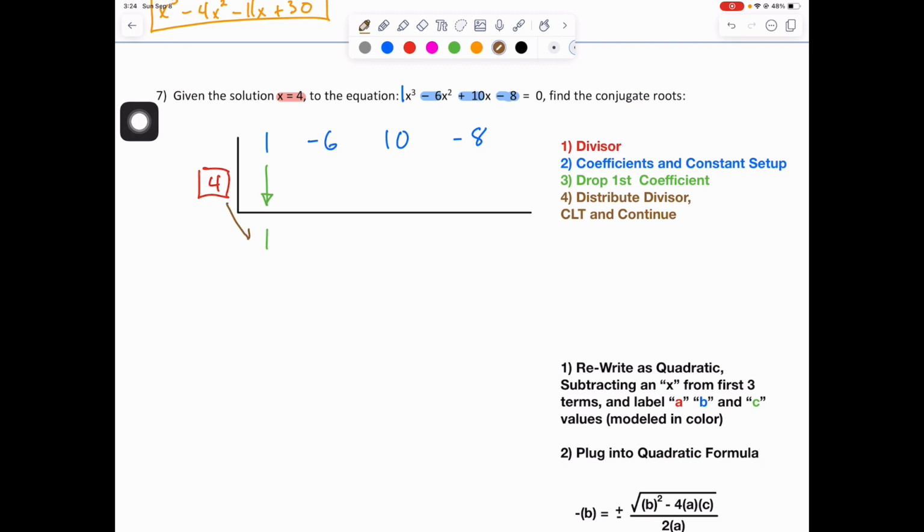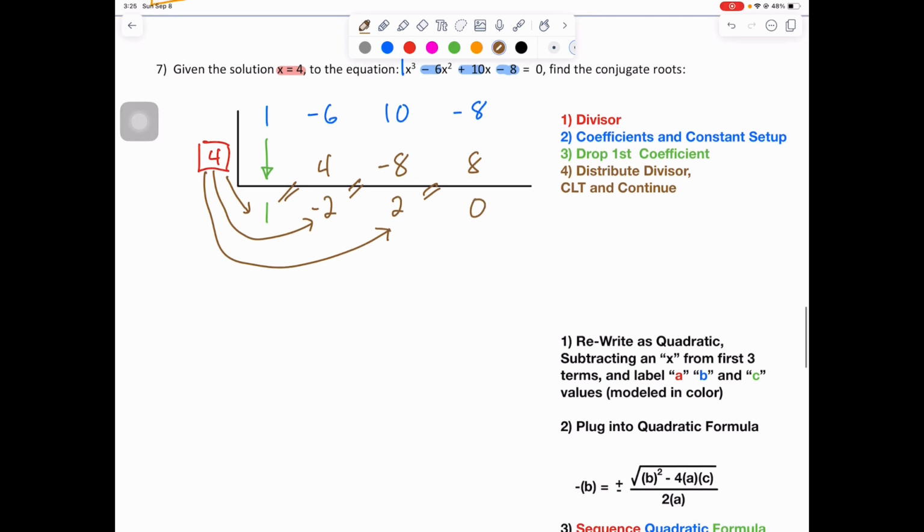All right, so 4 times 1, that's going to give us 4. Negative 6 plus that 4 leaves us a negative 2. 4 times negative 2, well, that equals negative 8. 10 minus 8 is 2. Then we will do 4 times 2, which is 8. And negative 8 plus 8 doesn't leave us anything, so that equals 0. Beautiful. All right, so we've worked through that.